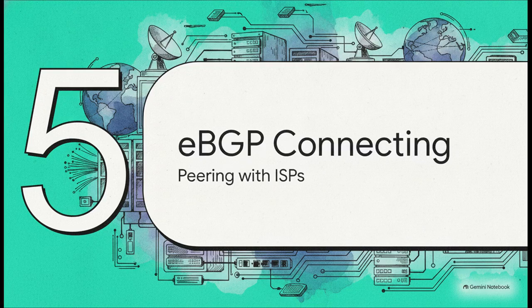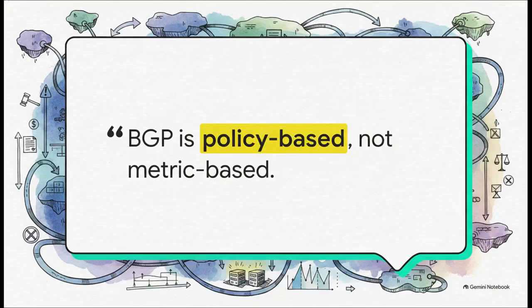And finally, Section 5, eBGP, connecting to ISPs. For our final real-world deployment task, we're stepping outside our internal network to peer directly with an ISP, and the source material makes a really critical distinction here. BGP is policy-based, not metric-based. Unlike your internal protocols, the Border Gateway Protocol is all about enforcing business rules, cost, and autonomous system paths to decide which ISP gets your traffic. It is not just looking for raw link speed.